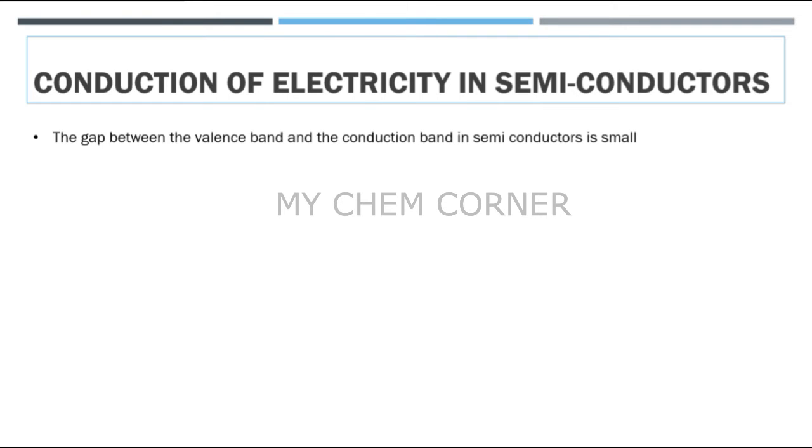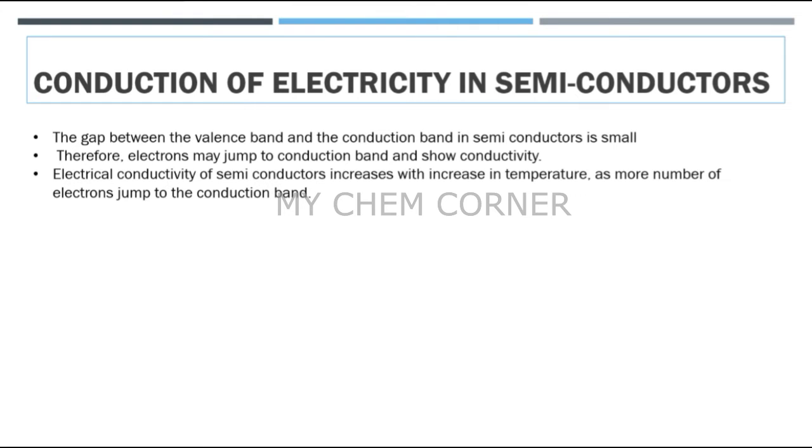So here we all know, we've just seen the diagram also, that the gap between the valence band and the conduction band in a semiconductor is quite small. It's not as small as a conductor. It's not as large as an insulator, right? It's intermediate between both. They're smaller, which means electrons may jump to the conduction band. How? With increase in temperature.